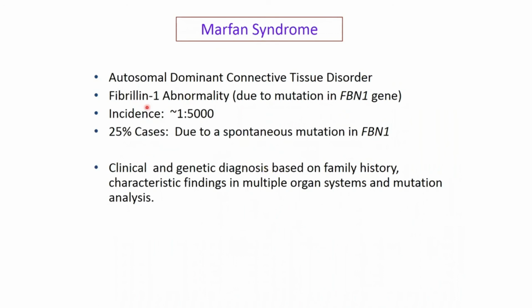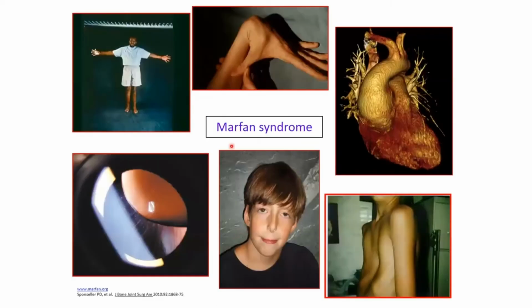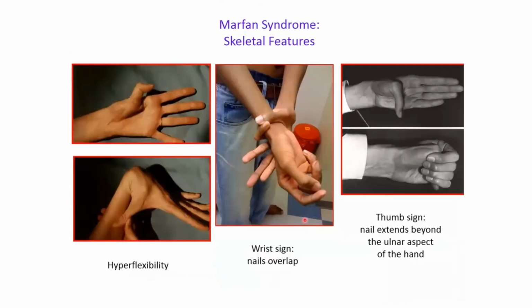Marfan syndrome is abnormal fibrillin with an incidence of 1 in 5,000 people, often due to a spontaneous change, but it can run in a family where family members have it before the person you're seeing. And we make the diagnosis based on multiple features, the family history, mutation analysis, and clinical features such as very tall stature, elongated arms and legs, hyperflexibility, eye findings, things like that. So many times it's the skeletal features you recognize.